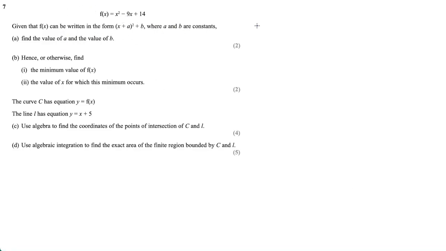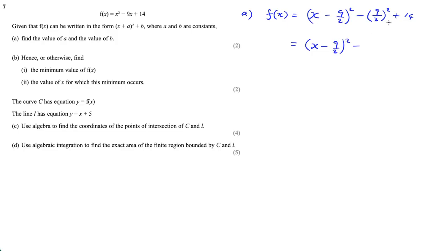Given that f of x can be written in this form, find a and b. Okay, that, guys, is basically completing the square. So I can write this as f of x equals x minus, we half the 9, so that's 9 over 2, squared. We subtract 9 over 2 squared, and we add 14.